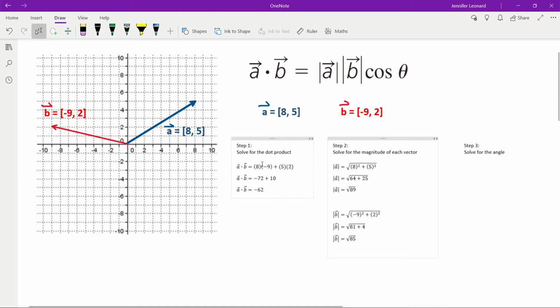So once we've got all these pieces done, we've figured out numbers for most of our formula. Our next step is taking everything we found and subbing it into our equation. I'm going to be using the formula A dot B equals the magnitude of A multiplied by the magnitude of B times the cosine of theta. For our dot product we found negative 62, so we'll put that in. The magnitude of A was root 89, and the magnitude of B was root 85. So we know those 3 things, and we're going to be solving for theta.